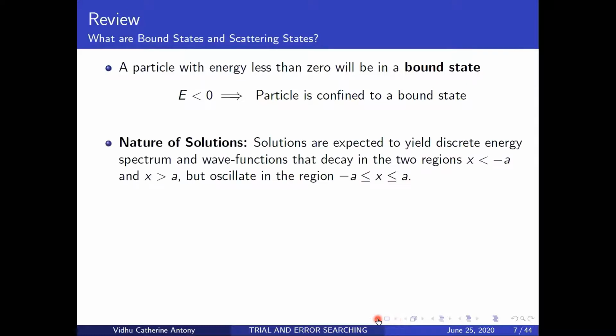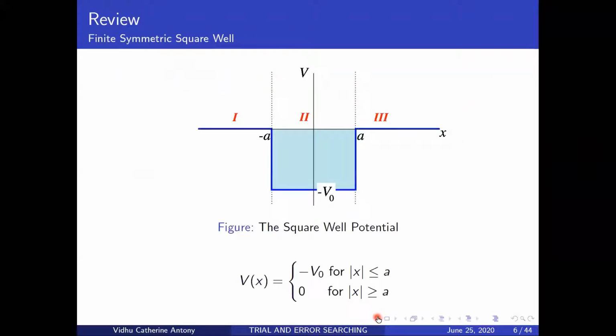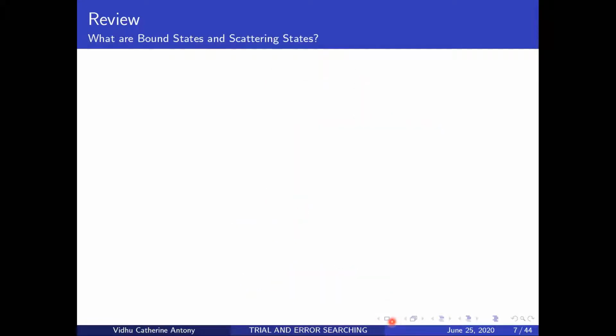Now, what do the solutions look like? The solutions are discrete in nature. Your wave function in the first and third regions decays, whereas in the second region it's oscillatory. You don't need to really remember all this, but I want to get across the point: what do you mean by bound states and scattering states, and what do you mean by even functions? This is just review. We've all done this in the first semester.